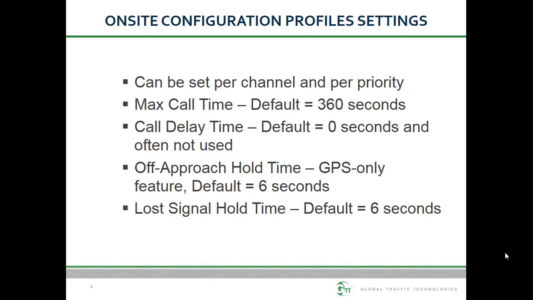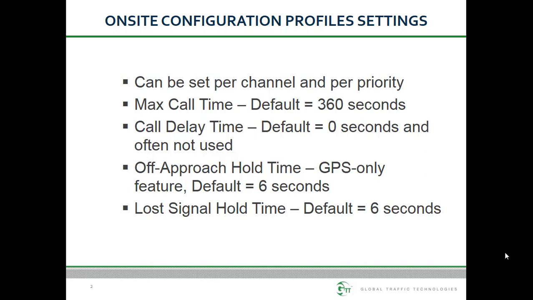Call delay time is the amount of time after a vehicle is detected and in range that the phase selector will delay before it places the call to the controller. This field is hidden by default because it is often not needed. Contact GTT Tech Support if you wish to use it. The default is 0 and values of 0 to 255 are available.